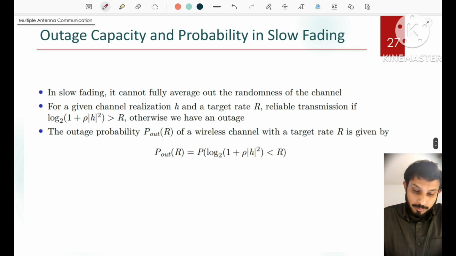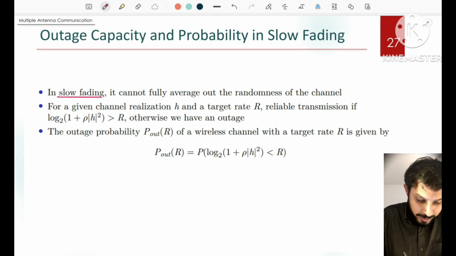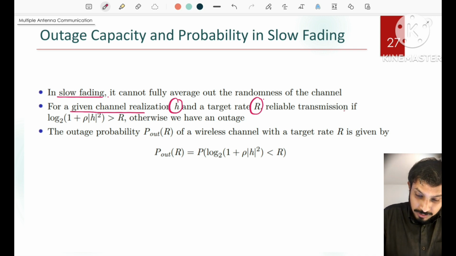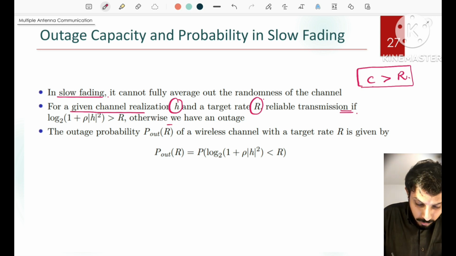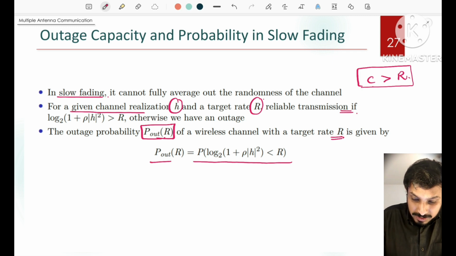So, outage capacity and probability in slow fading. In case of slow fading, for a given channel realization H and the target rate R, we have a reliable transmission only if the capacity is greater than this R. Otherwise, we have an outage, and thus the outage probability of a wireless channel with the target rate R is given by the probability that this capacity is less than R. We say that we are in outage.